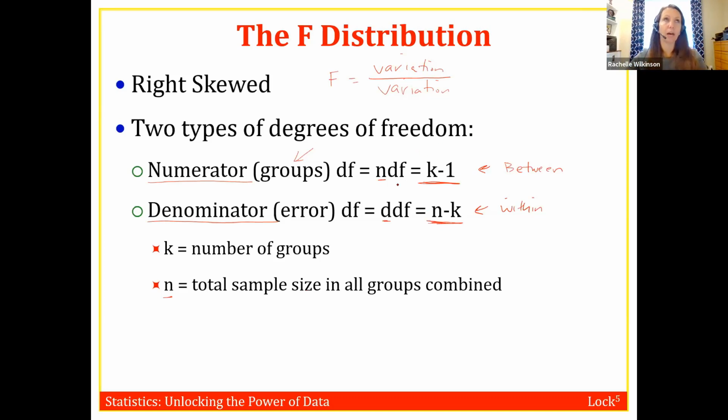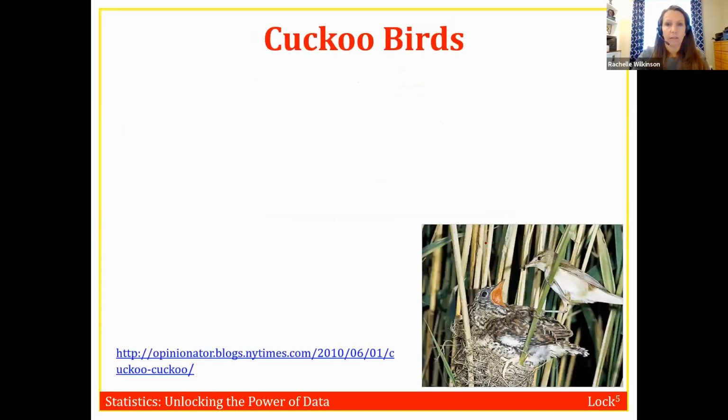And I mentioned that we will not be calculating the value of the F-statistic by hand. We'll always either be given that, or it'll be on some output, or you can use StatKey to find it. However, I will ask you to compute the degrees of freedom for the F distribution, because these are pretty basic calculations. All right, so we're going to look at an example here.